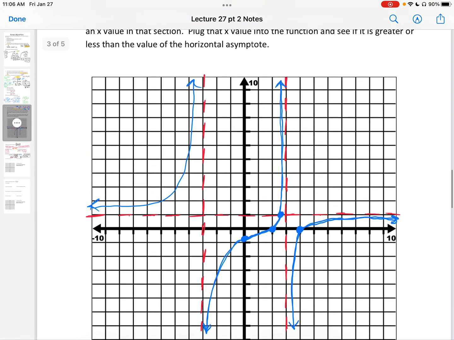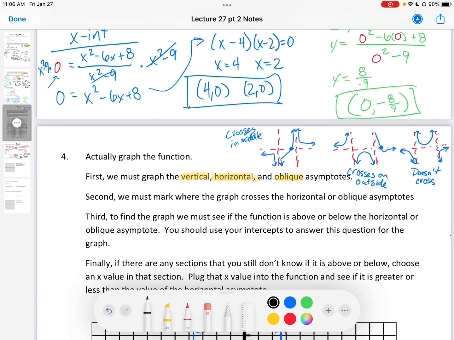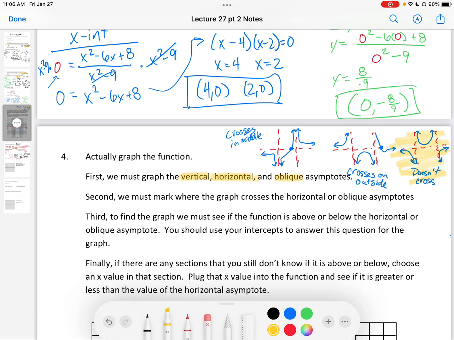So that means when I'm graphing this thing, since it does not cross the horizontal asymptote, I'm going to be dealing with this situation here. I'm going to have a parabola and I'm going to have some little swoopies. Okay?